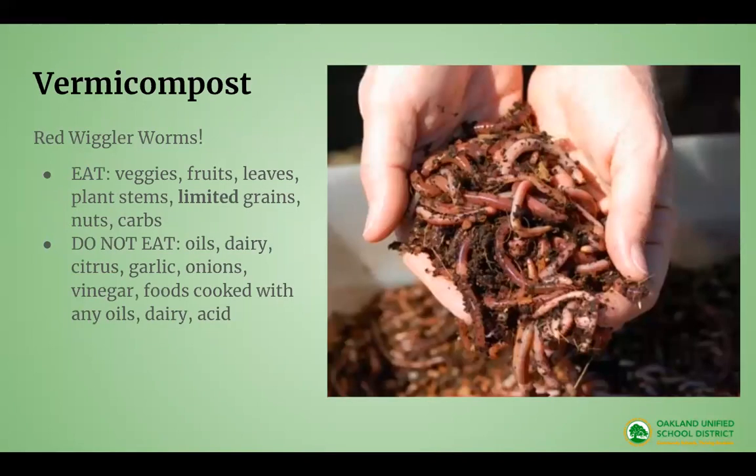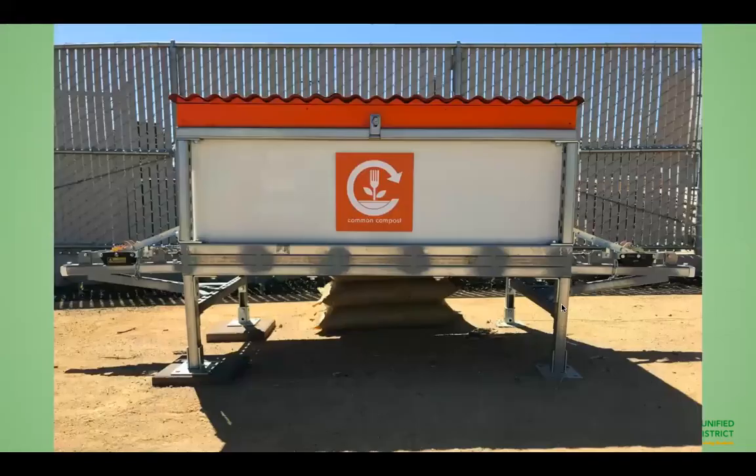The first composting system that we are going to implement is called vermiculture, or vermicompost, which means worm composting. Worms are able to eat most foods that humans can eat, like leaves, fruit, veggies, and some grains, but they cannot eat certain items like dairy, oil, citrus, onions, and garlic. Here is a photo of the worm compost bin at the center that will soon be in full production.